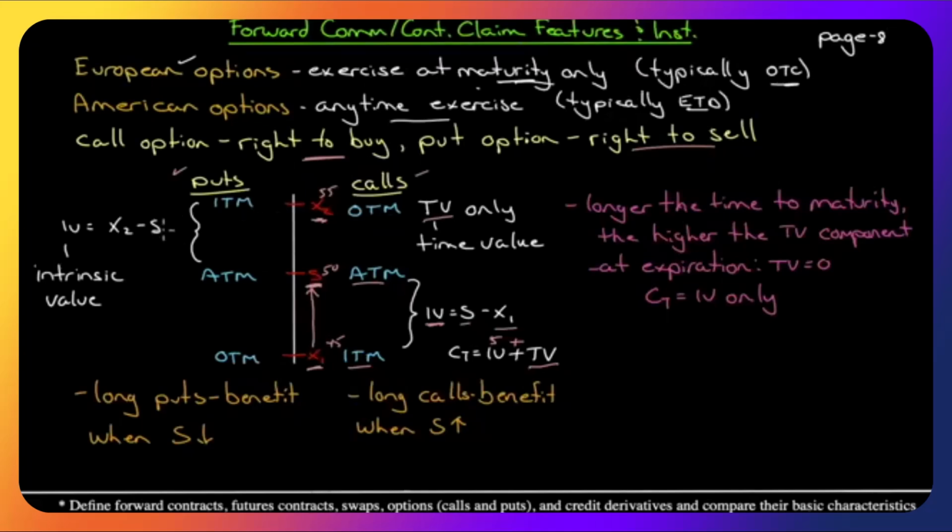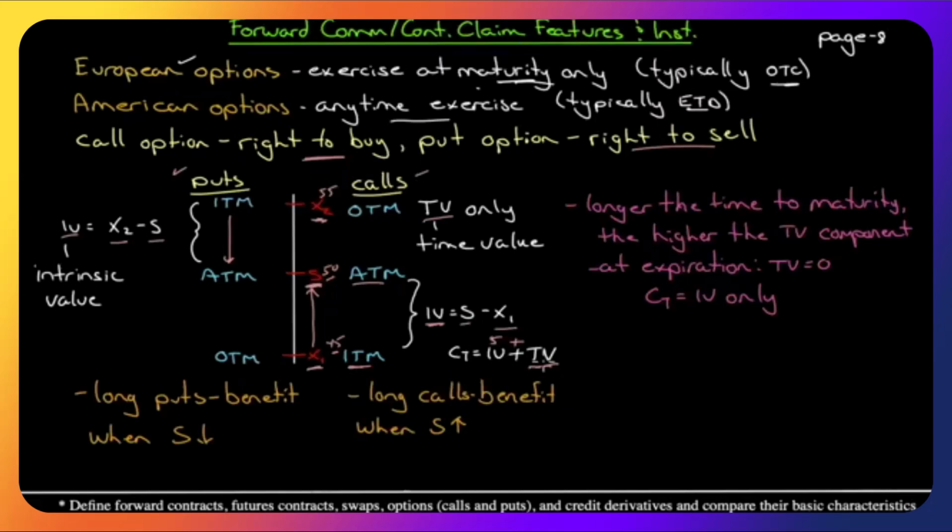Puts are the other way around. If a call is in the money, the put would be out of the money, because you would never sell something for $45 if you can get 50 for it. So this is out of the money, this is at the money, this is in the money. Again, in the money, we'll trade for at least its intrinsic value. And the intrinsic value here is X2, the strike price minus the stock price. And in our example, it's $5. It'll trade for at least its intrinsic value plus some component of time value.